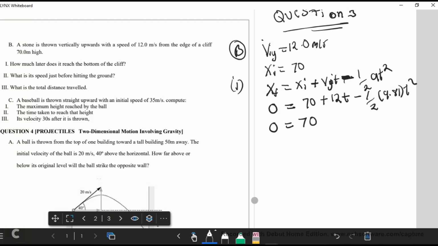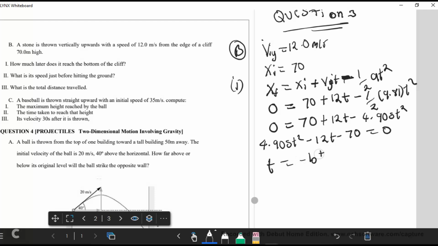Then that is equal to 70 plus 12t minus 4.905t squared. When this one goes to the other side, that is 4.905t squared minus 12t minus 70 is equal to 0. So in this situation, that's a quadratic equation, meaning we have to use this formula.